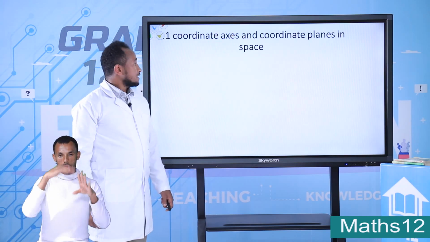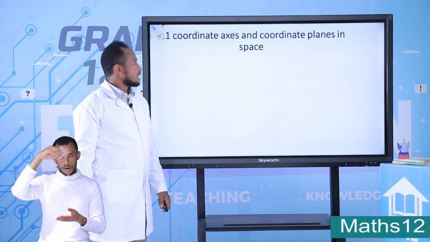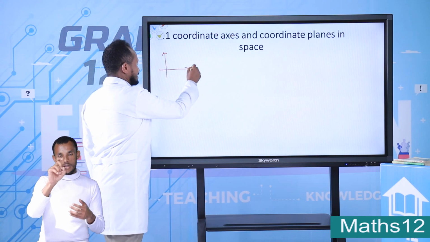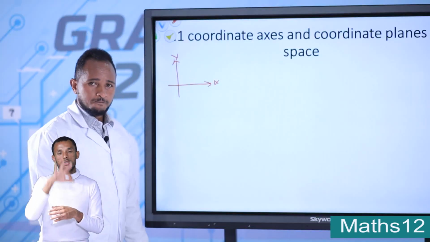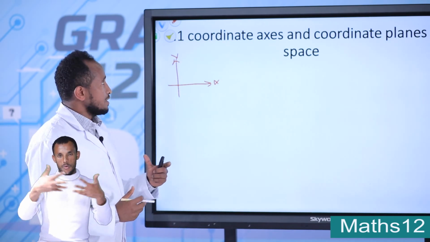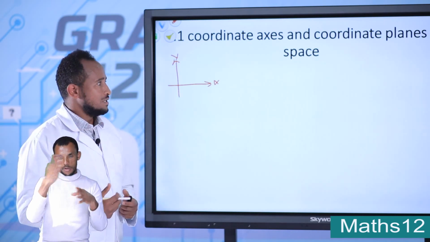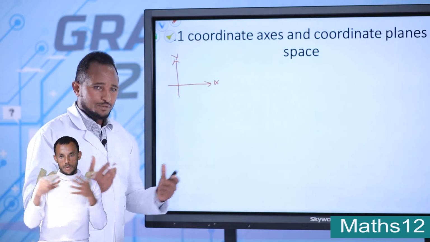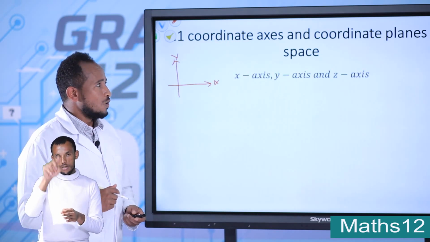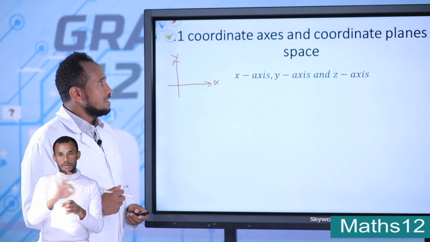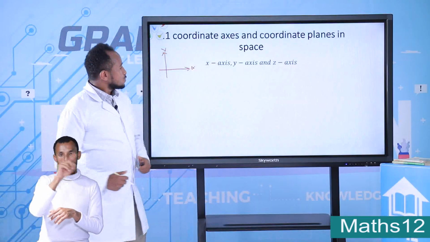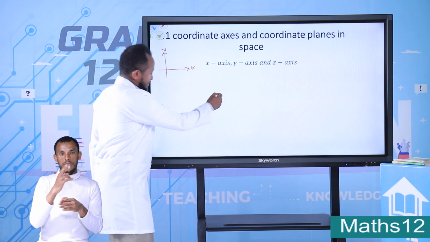Students in lower grade, you have learned about the Cartesian coordinate plane. Simply it is the x-axis and y-axis. In this chapter, we'll see the coordinate axes in space. To make this coordinate axis in space, we need another axis, the z-axis. So the axes in space are the x-axis, y-axis, and z-axis. So these axes are just drawn like this.